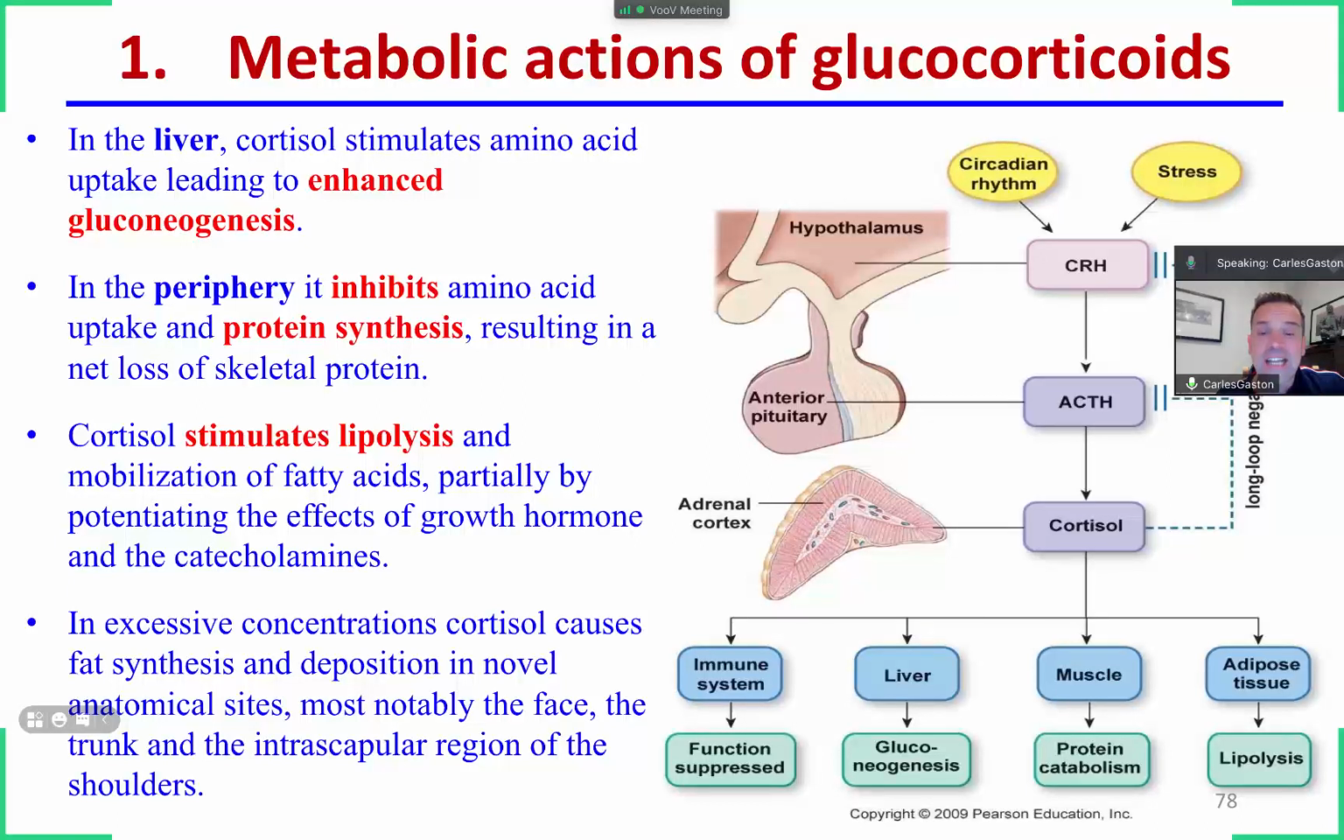Cortisol, when it's in excessive concentration, causes fat synthesis and deposition of novel fat in anatomical sites, such as the face or the trunk or the intracapsular region of the shoulders. And this part is very important in the diagnosis of Cushing's disease, which we will study further. Cushing's disease is when the anterior pituitary produces a tumor that secretes ACTH, or a tumor in the adrenal cortex which produces too much cortisol. But we will study this in the next lectures.